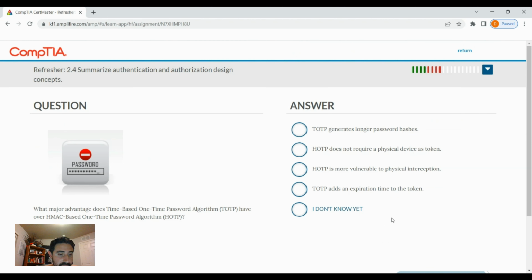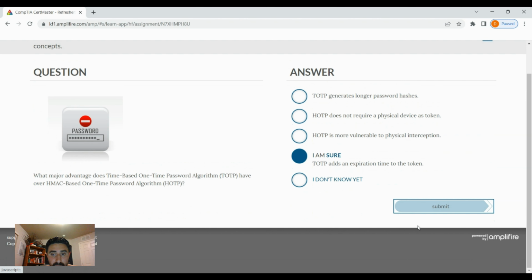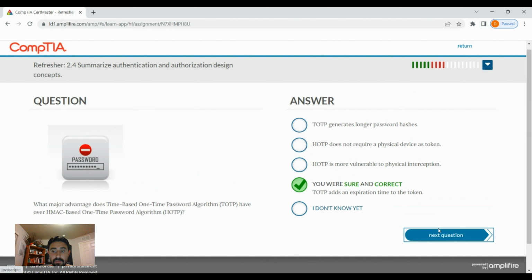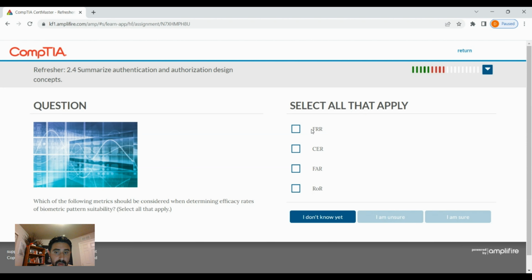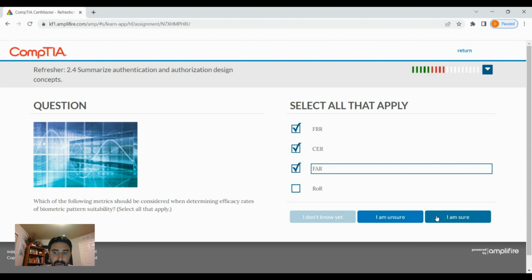So, what major advantages does the time-based one-time password algorithm have over the HMAC-based one-time password algorithm? Generates longer password hash, does not require a physical device as a token, is vulnerable to physical interception. What major advantages does time-based have? Well, it has an expiration time to the token. Nice. So FRR, CER, and FAR.